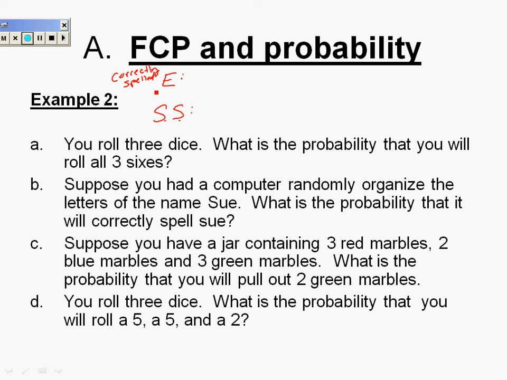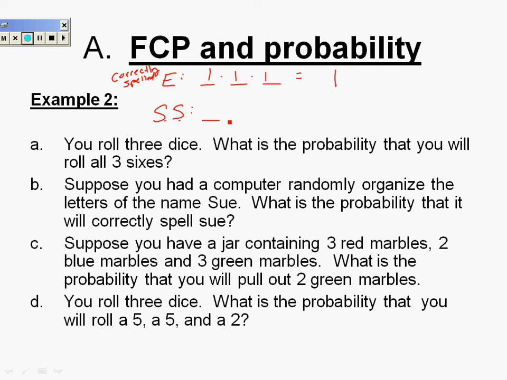So, 1, 2, 3. Now, if we're correctly spelling Sue, then what has to come first? So how many options do I have for the first letter? 1 again, right? And if the second letter has to be a U, so how many options? 1 and 1. So there's only one way you can use the letters S-U-E to correctly spell Sue, right? Let's go ahead and take a look at the sample space.